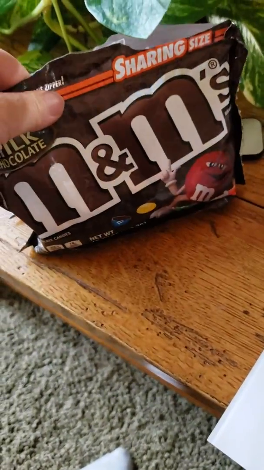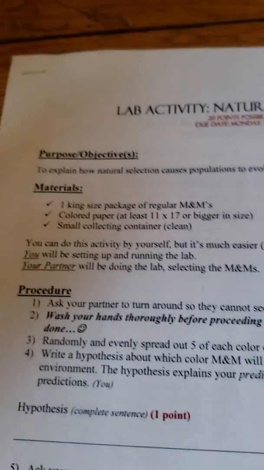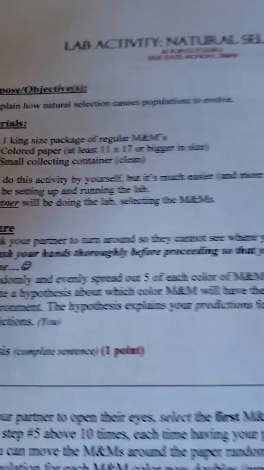So materials: one large bag of M&Ms. We got a bigger one than we needed. One large piece of colored construction paper and a clean bowl. So we are ready to go.